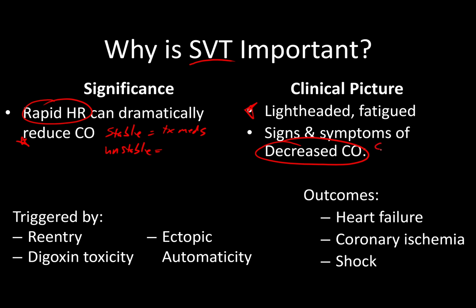However, if they're unstable, and so those are those signs and symptoms of decreased cardiac output, so chest pain, maybe they're short of breath, sweating, hypoxia, hypotension. If they have any of those types of things going on, we're actually going to follow ACLS and do what they would do for narrow complex tachycardias with symptoms.